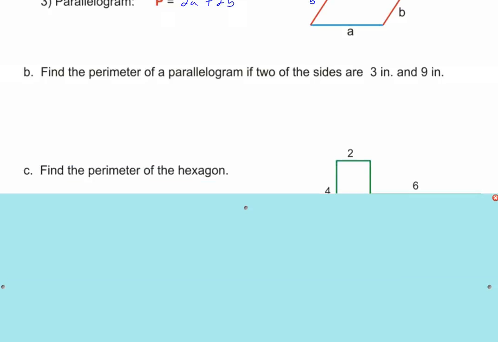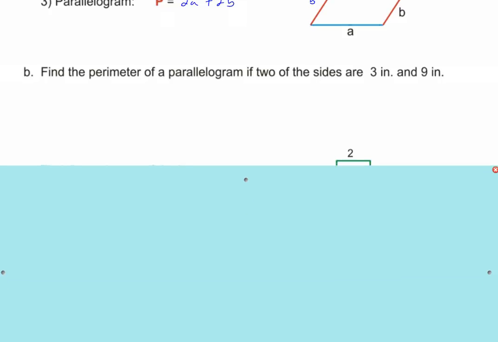All right, so that leads us to problems like this. Problem B: find the perimeter of a parallelogram if 2 of the sides are 3 inches and 9 inches. Now the key is they told you it was a parallelogram. If you know the formula, there's no need to even draw a picture. If you want to feel safe, go ahead and draw a picture. But what's the formula? 2 times the length of one side plus 2 times the length of the other side. How do I know that they didn't give me both of the parallel sides? Because they gave me 2 different values.